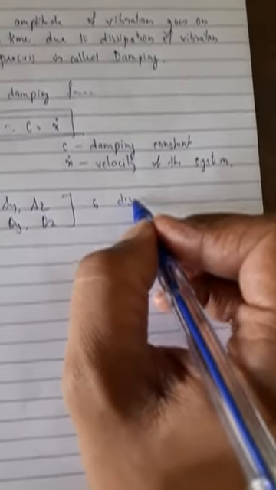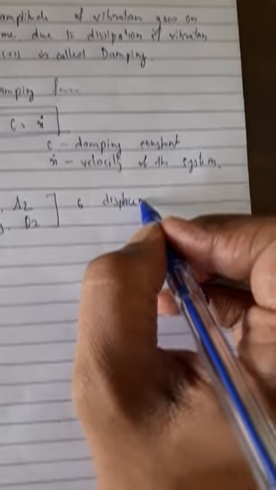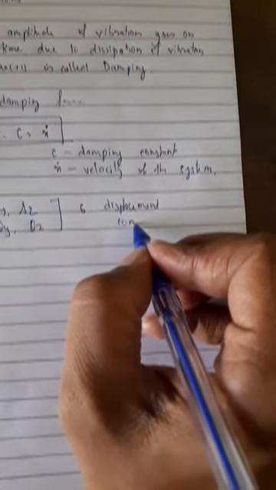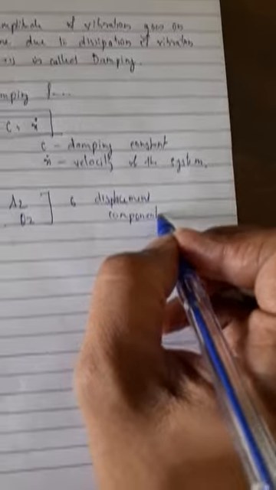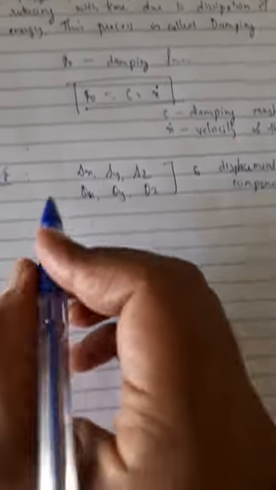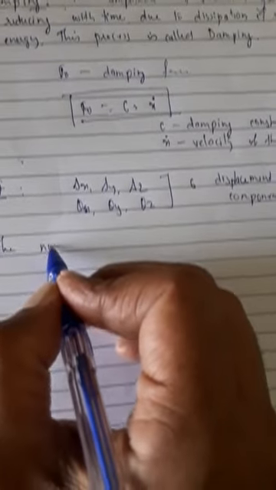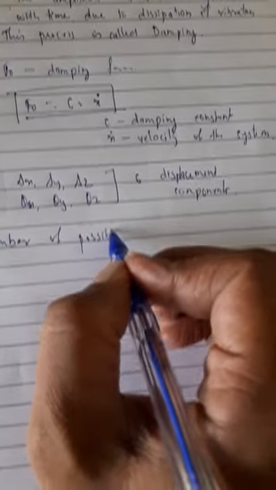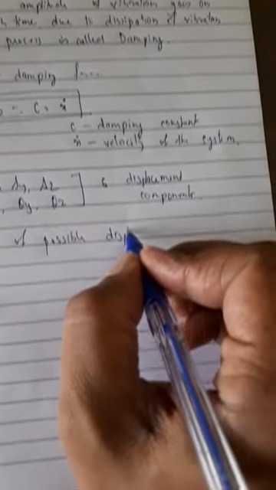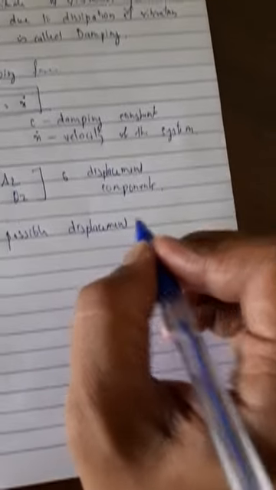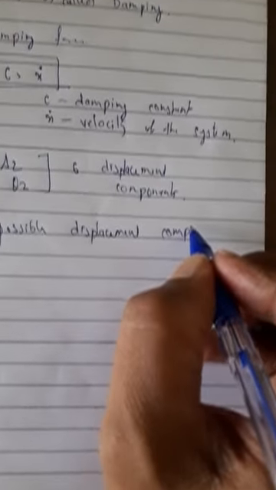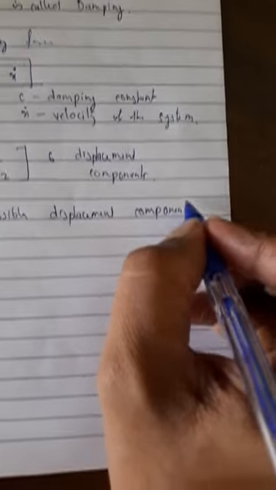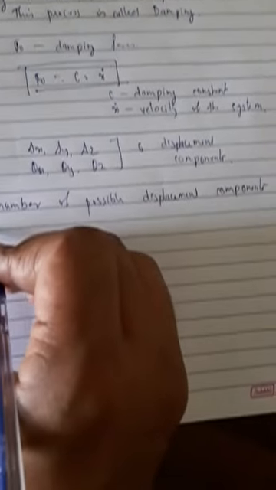The number of possible displacement components of a system is called degree of freedom.